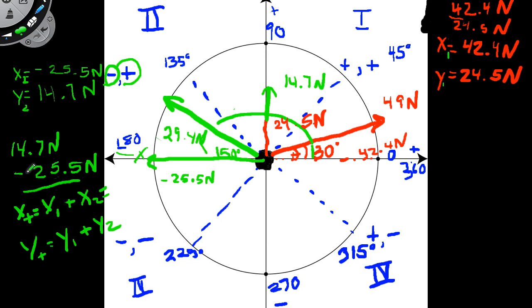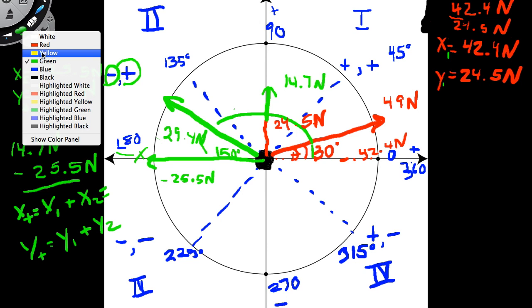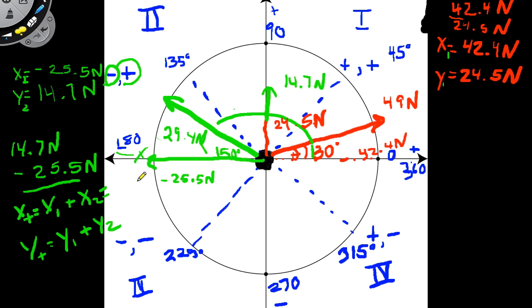Okay, so when I add up my x, when I add up the 42.4 plus the negative 25.5, I get a total that is 16.9 newtons, and I get another total for my y that is equal to 39.2 newtons.